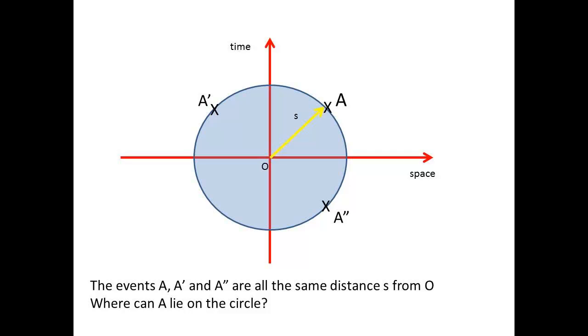Using Pythagoras, every point on the circle is the same distance s from O. We have just selected 3 of these points. We should note where these are in terms of the axis for time. A and A' seem possible. The event occurs after O. This agrees with causality.